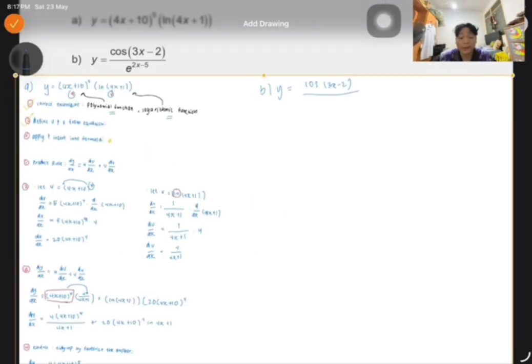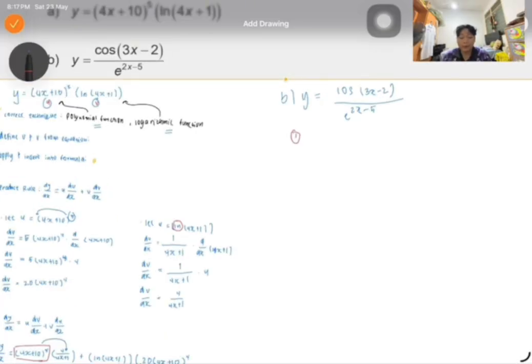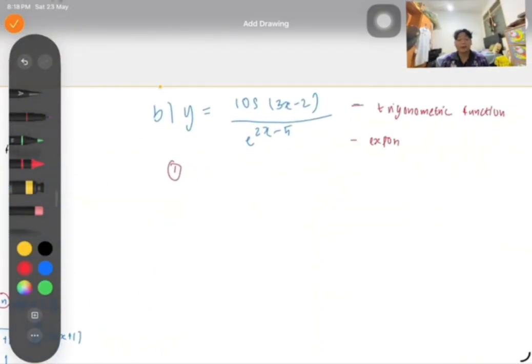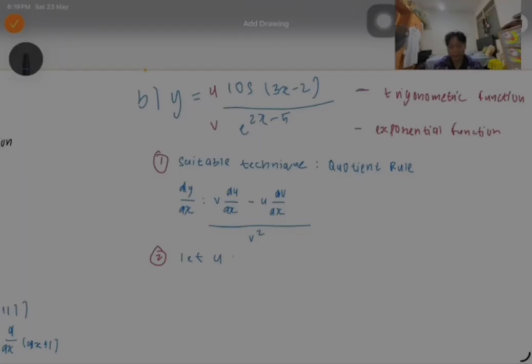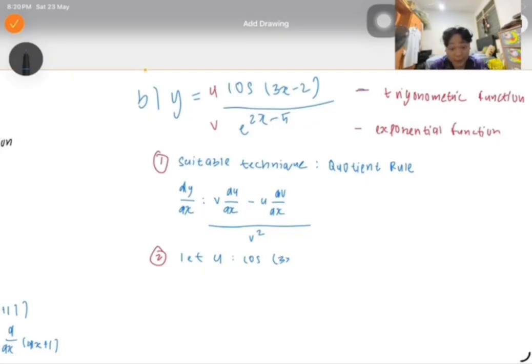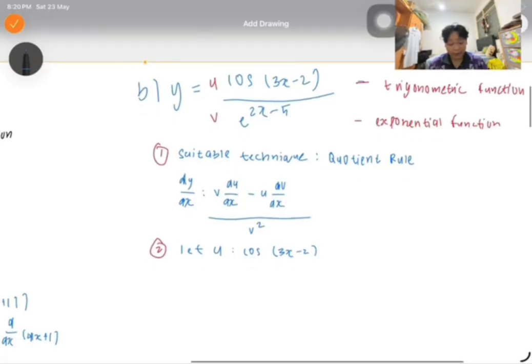y equal to cos(3x minus 2) over e to the power of (2x minus 5). Using the quotient rule, dy/dx equals (v du/dx minus u dv/dx) over v squared. Since we differentiate the cosine function, it will become negative sin.